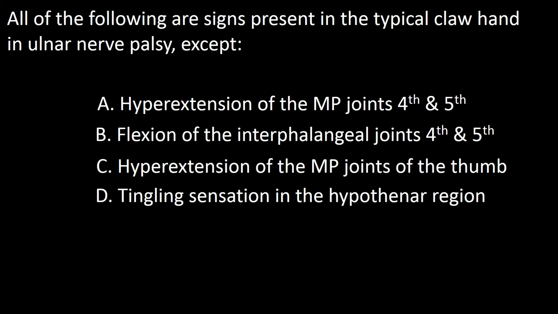Next question. All of the following are signs present in the typical claw hand in ulnar nerve palsy, except: A. Hyperextension of the MP joints of the 4th and 5th fingers. B. Flexion of the interphalangeal joints of the 4th and 5th fingers. C. Hyperextension of the MP joint of the thumb. D. Tingling sensation in the hypothenar region.